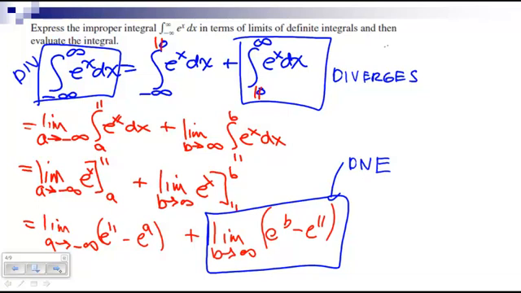Alright, so these new expressions, these improper integrals, either converge or diverge. They converge when the limits that we use to evaluate them exist. They diverge when the limits we use to evaluate them don't exist.